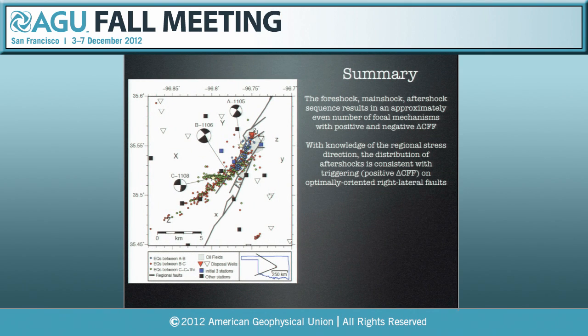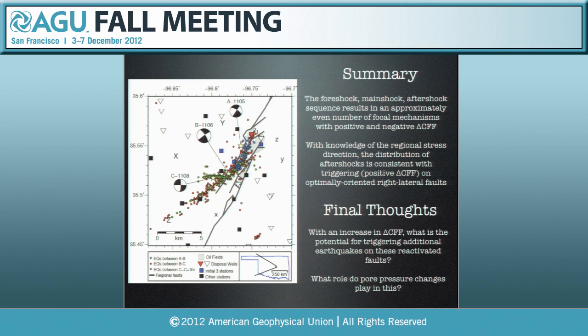Finally, if we look at the foreshock, main shock, and aftershock sequence all together, an approximately even number of focal mechanisms have positive and negative changes in Coulomb stress. And the distribution of aftershocks is consistent with this triggering. So it seems, all in all, that these events have triggered one another.